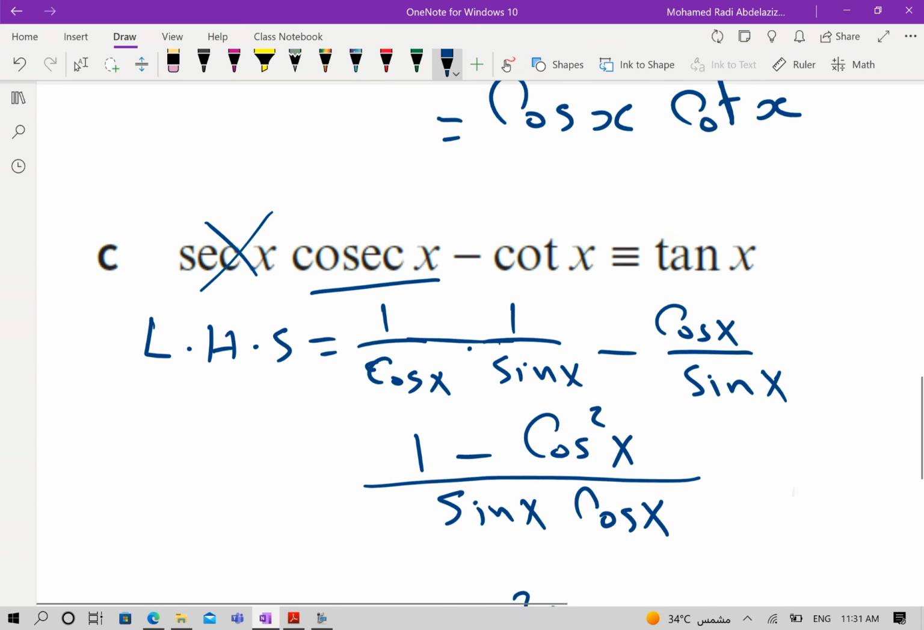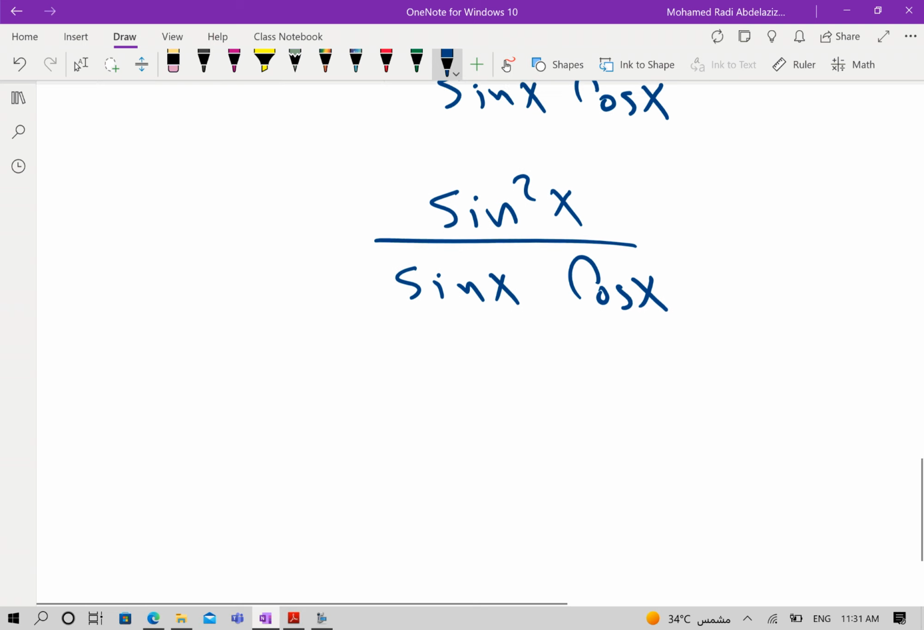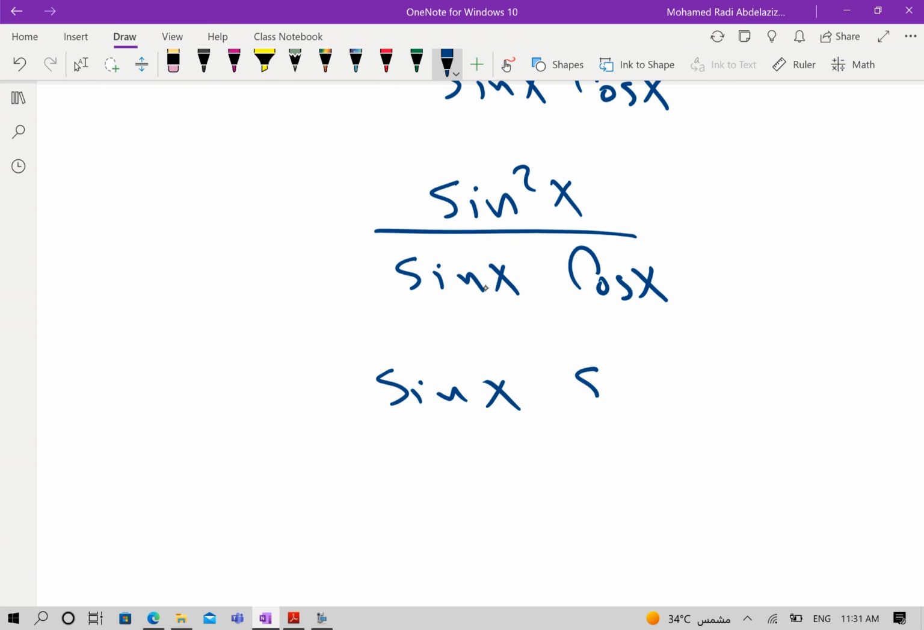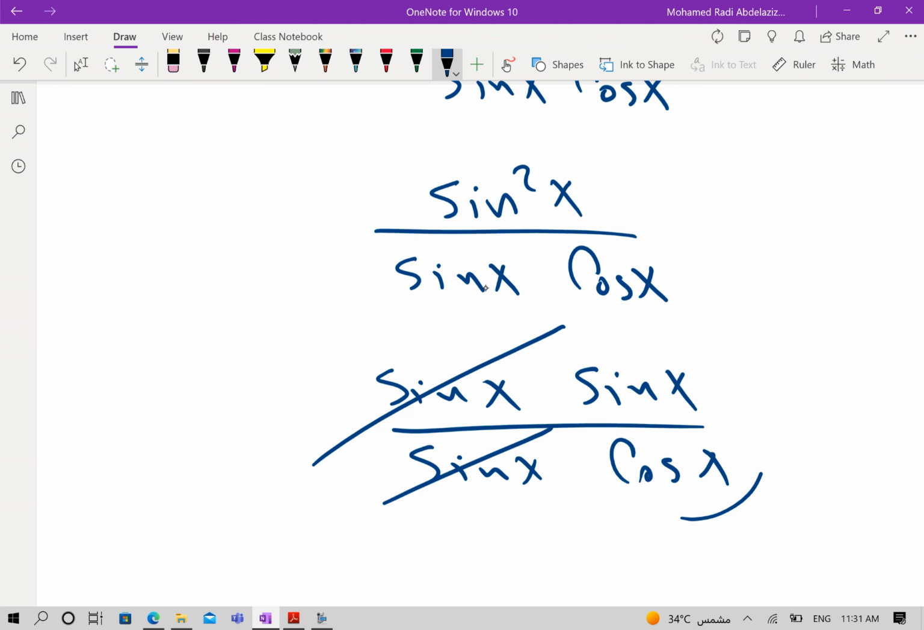Then look at the right side. Split sine squared and write it as sine over sine cosine. Sine over cosine. Sine over cosine will be what? Which will be on the right side. It's not the only way to solve this question.